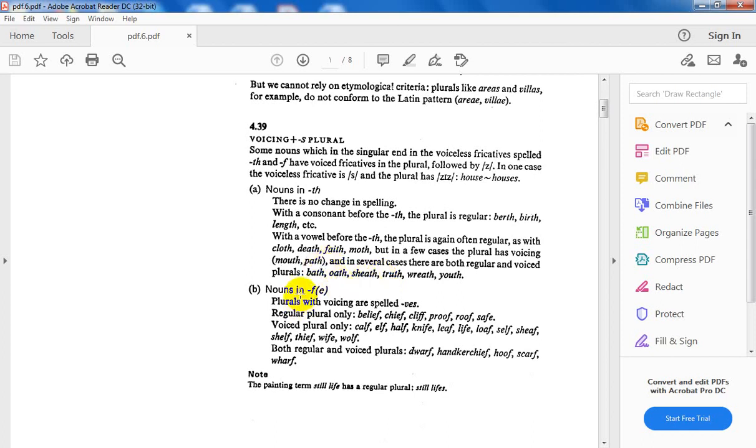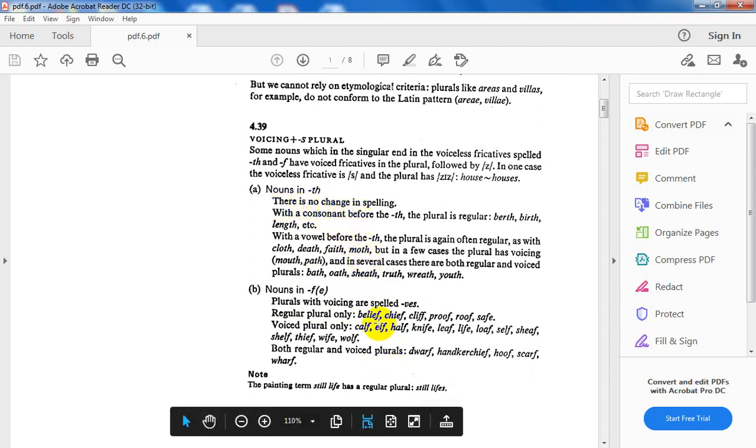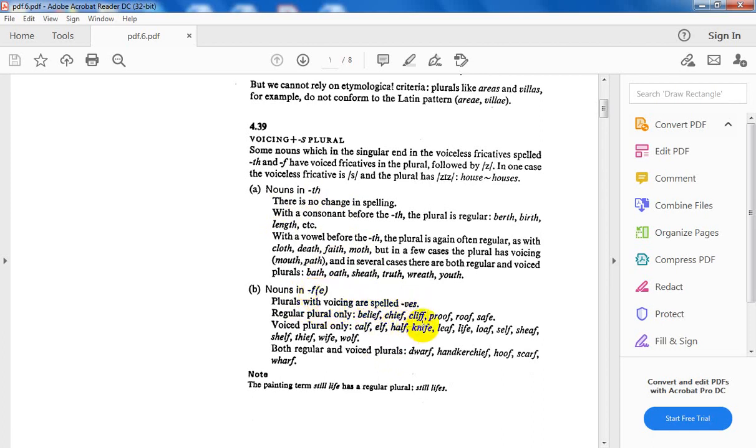Nouns in f or fe. Plurals with voicing are spelled ves. Here there was no change in spelling with th; the th stays the same. But here we have ves. Final fe or f becomes ves when pluralized.